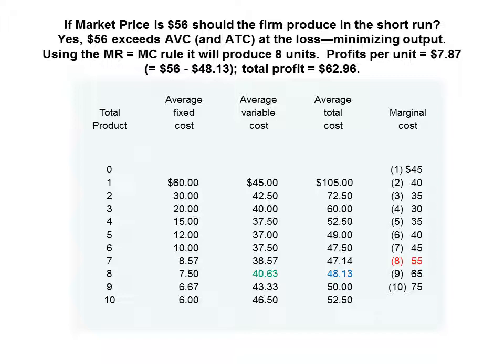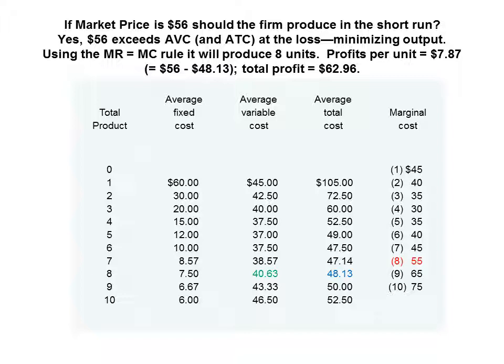So for this particular case, look, price is 56. That's our marginal revenue. It's greater than $40.63. So I actually put that in green to say, hey, go ahead and produce. As long as price, marginal revenue, is greater than average variable cost at Q star, it makes sense to produce.